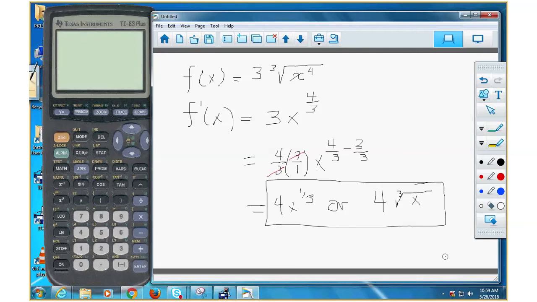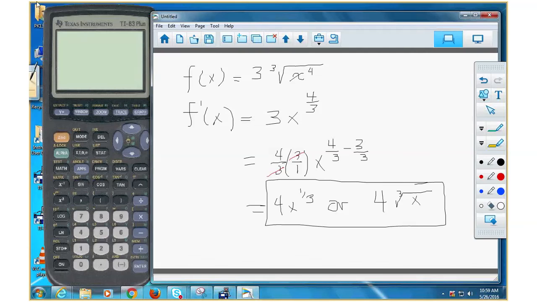Now you're able to take the derivative of any term, because I've shown you a regular exponent, I've shown you x to the 0, which is a number, I've shown you 2 radicals. So you should be able to knock them all out. So let's try one.